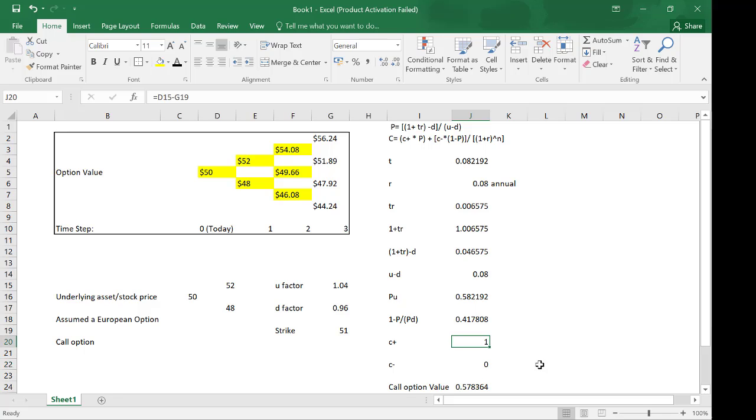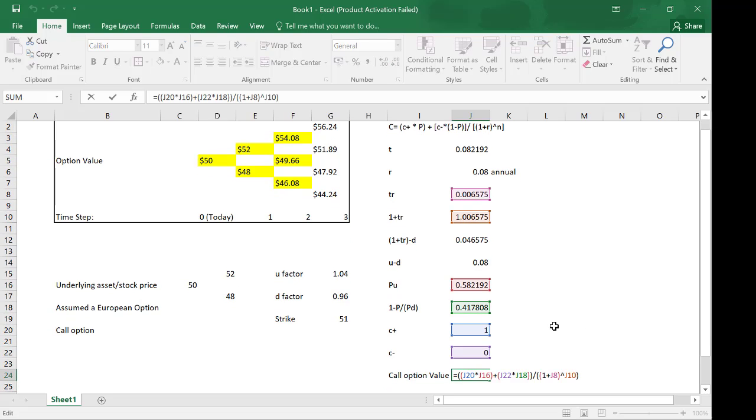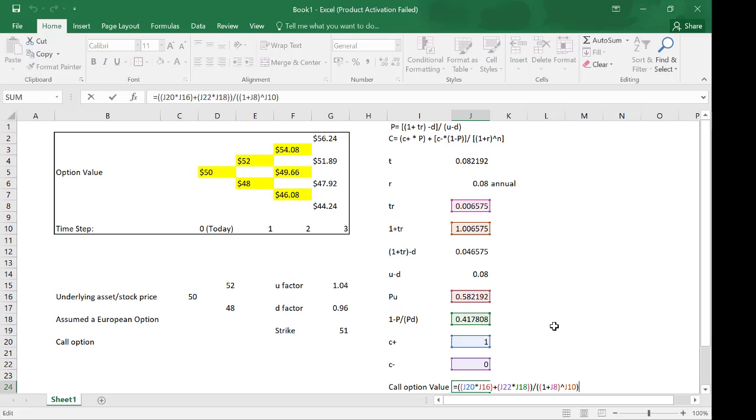Now we need to bring this 1 from time period 1 to time period 0. So we are essentially trying to calculate the present value of 1. Now look at the call option value. Here I've just used the whole values, but it doesn't make sense, because J22 and J18, anything multiplied by 0 is 0 only, right?